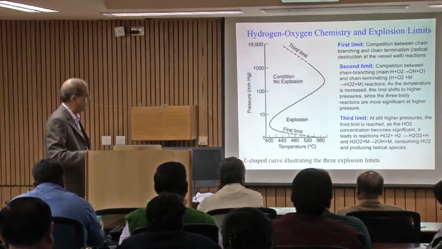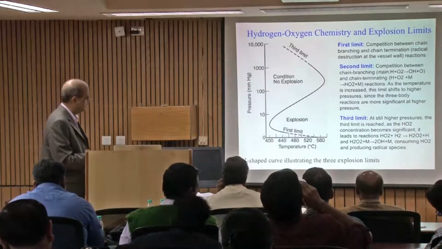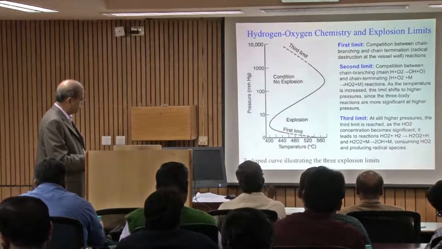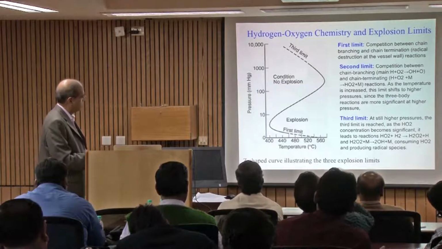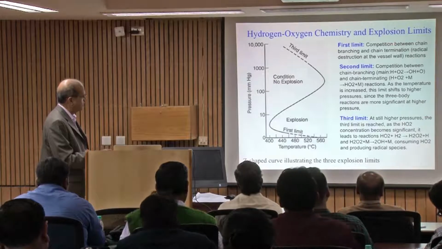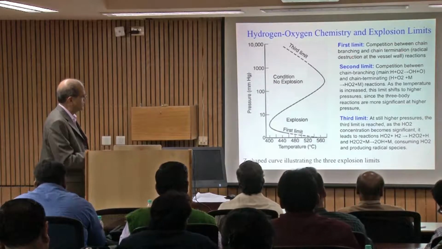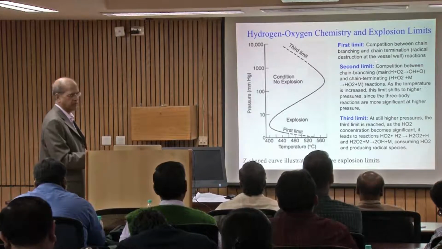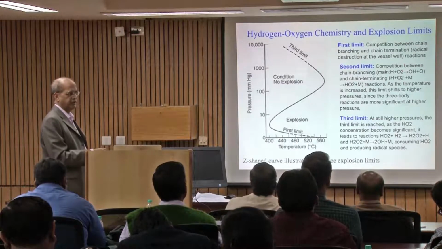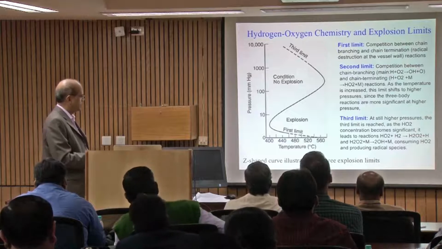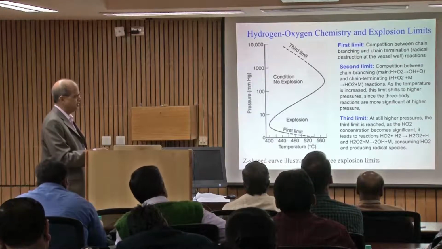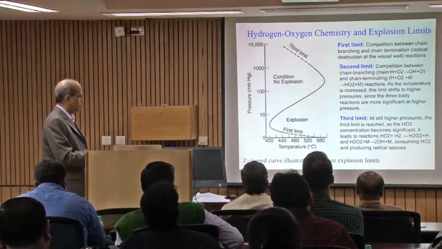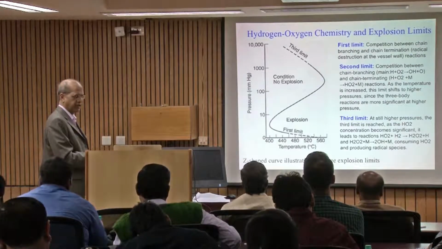Now, why does it happen? Below this first limit, there is a competition between chain branching and chain termination, that is, the destruction of H radical at the wall. That is the chain termination. So below that, the chain termination is dominant compared to the chain branching, and the system is not very reactive.